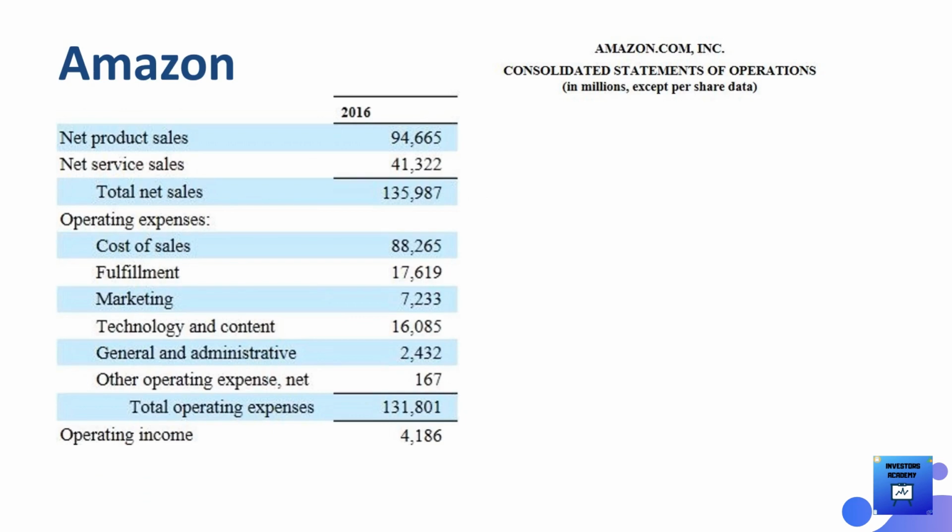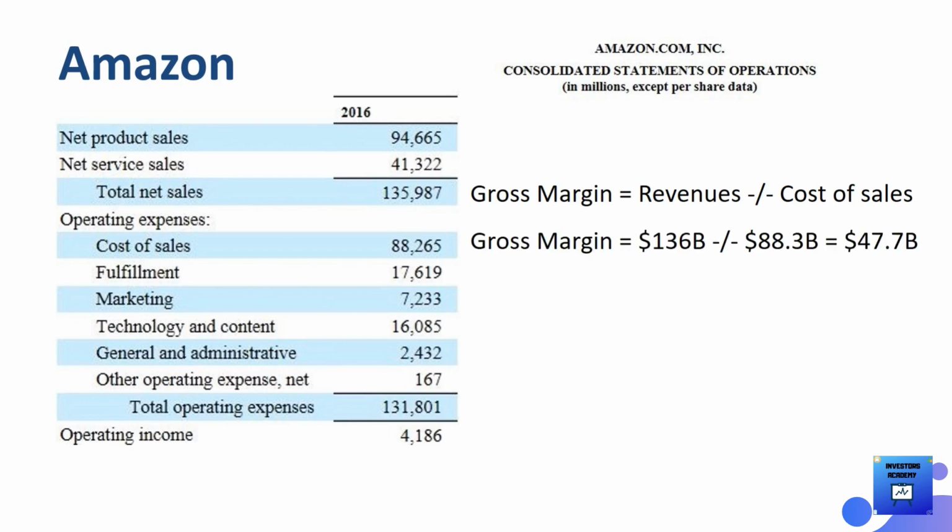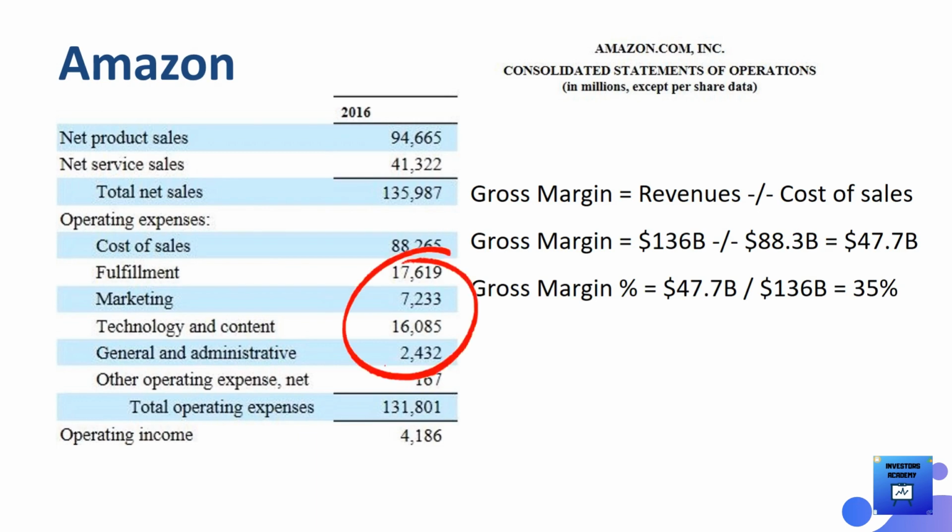Amazon had net sales of 136 billion. Gross margin can be calculated by taking revenue and deducting cost of sales. Gross margin is 47.7 billion, or 35% of revenue. Operating expenses like fulfillment, technology and content, marketing and general and administrative expenses take up 32% of revenue. Therefore, operating margin is only 3%.